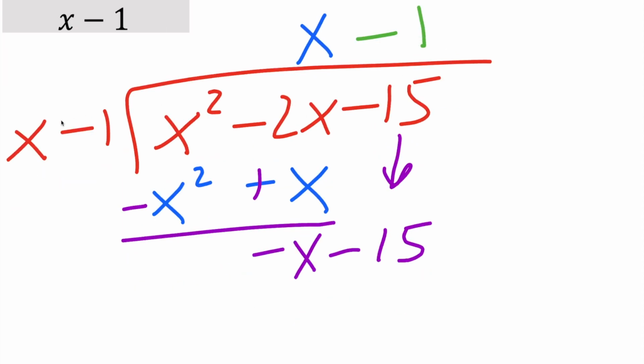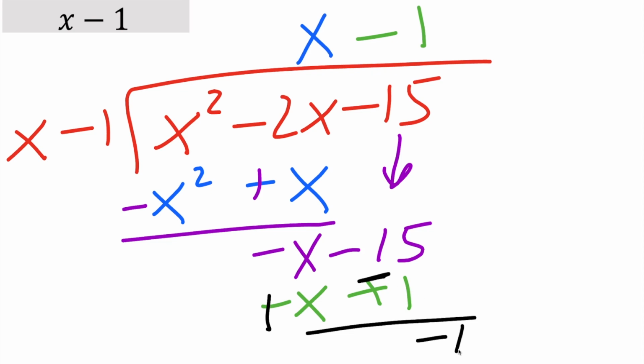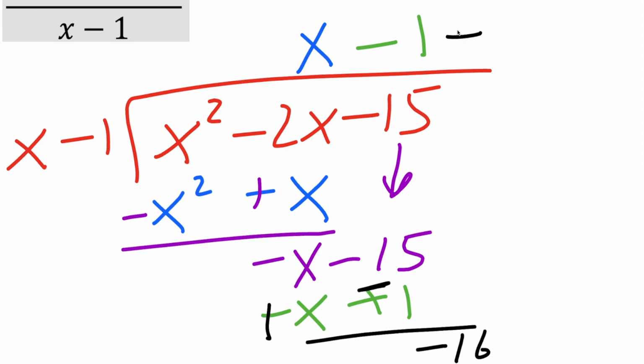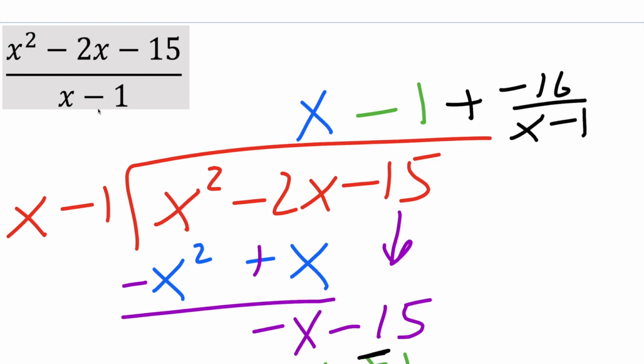Okay, then you put negative 1 times x is negative x. Negative 1 times negative 1 is positive 1. Now, we take this piece, we're going to subtract it by this piece. So this piece is already negative, so make it positive. This is positive, so make it negative. So negative x plus x is 0x. Negative 15 minus negative 1 is negative 16. So we do have a remainder. And so we're going to say minus, or you can say plus, negative 16 divided by x minus 1, our denominator. And then this right here would be our final answer.